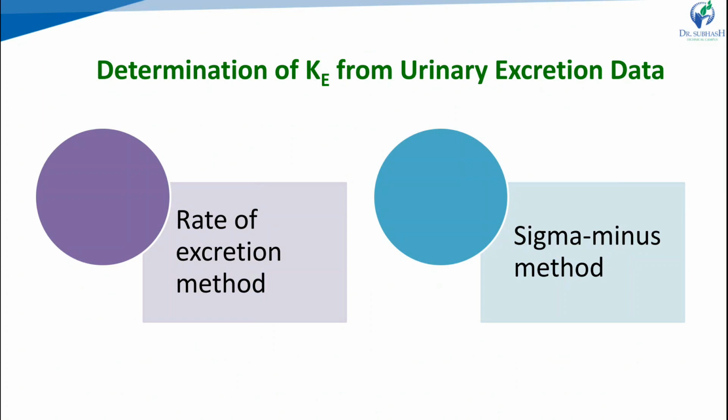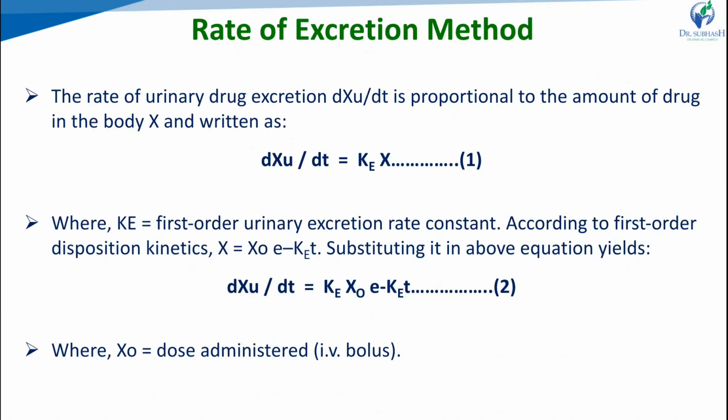Now you have to go for the determination of the first order elimination rate constant, or excretion rate constant, by using urinary data by two methods, that is the rate of excretion method and the sigma minus method. The first one is the rate of excretion method. The rate of urinary drug excretion, dXu/dt, is proportional to the amount of drug in the body X. So the equation becomes dXu/dt = K X, where K is the first order urinary excretion rate constant.